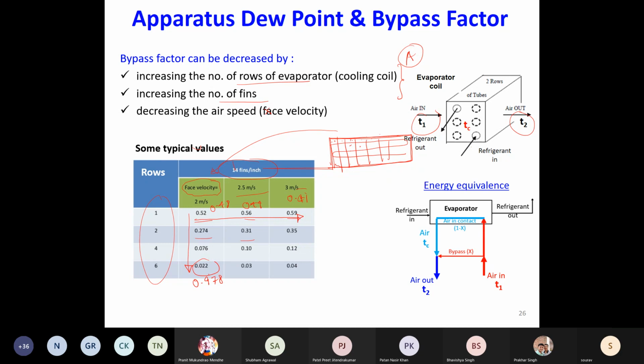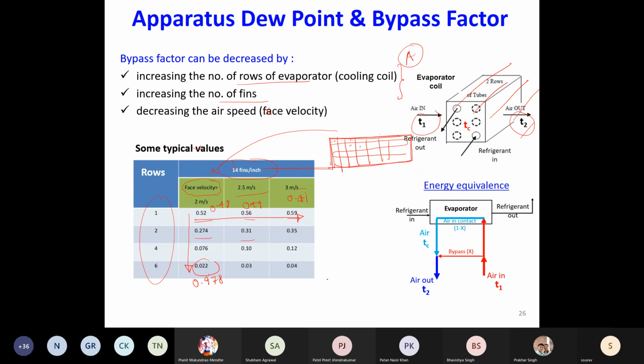But normally we then again optimize. If you increase the number of rows, definitely you are going to have better effectiveness, but we try to optimize in terms of fan power. If you have to blow the air across 6 rows, there are 2 rows in this example, so you will have 4 more rows. So you have 6 rows across which the fan has to now blow the air. So it has to do more work. So we optimize in terms of the fan power required and the effectiveness that we can obtain.